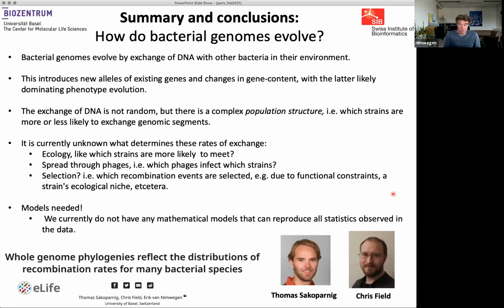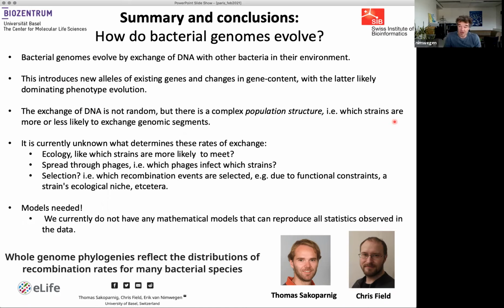So I think what we at least believe we've learned from this is that many bacteria mostly evolve through exchange of DNA with other bacteria in their environment. This introduces new alleles of existing genes, but also changes in gene content, with the latter likely really dominating the changes to the phenotype. The exchange of DNA is not random, but there is a complex population structure, that is, which strains are more or less likely to exchange segments.